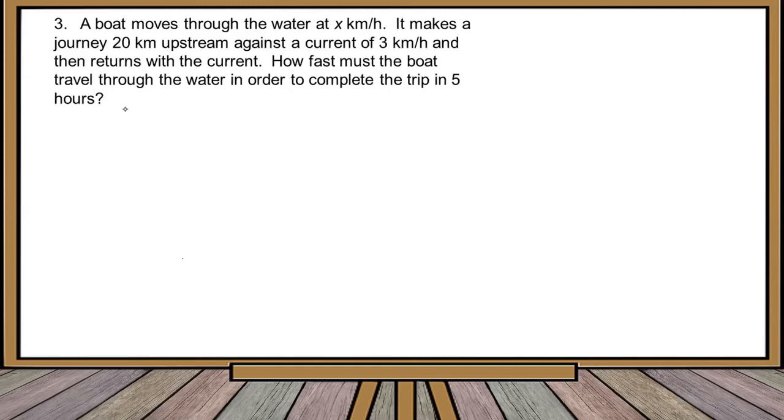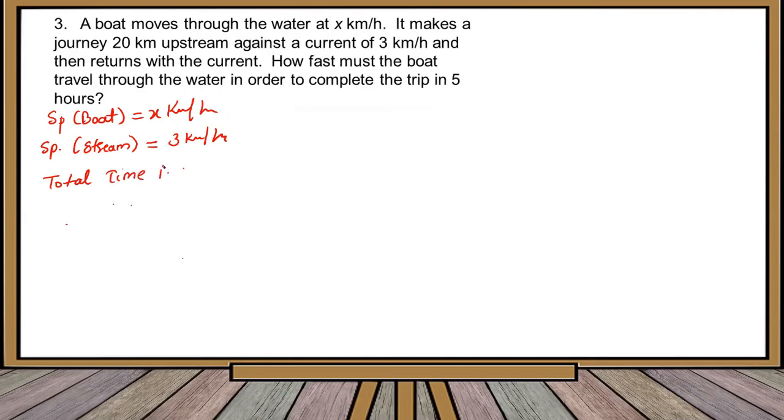Okay, let us just note down what all is given. Speed of boat, assumed as x kilometer per hour. Speed of the stream, that is over here it is given as speed of the water current, is given as 3 kilometers per hour. Total time, that means time to go upstream plus time to go downstream. Total time is given as 5 hours. Yes, 5 hours.